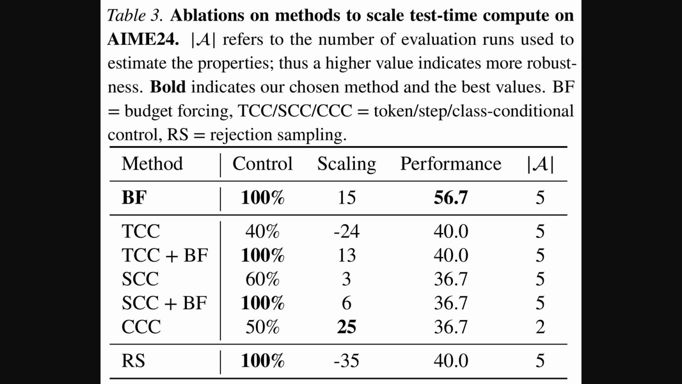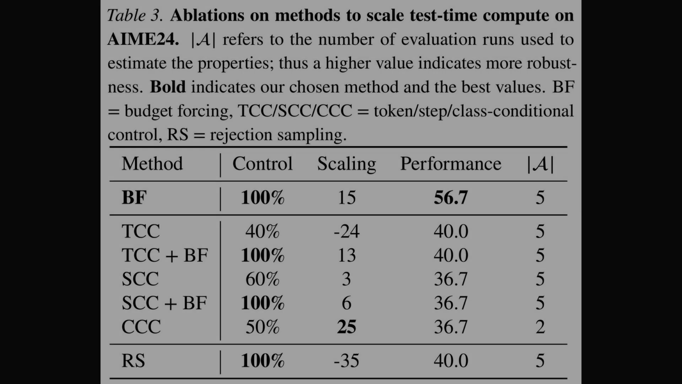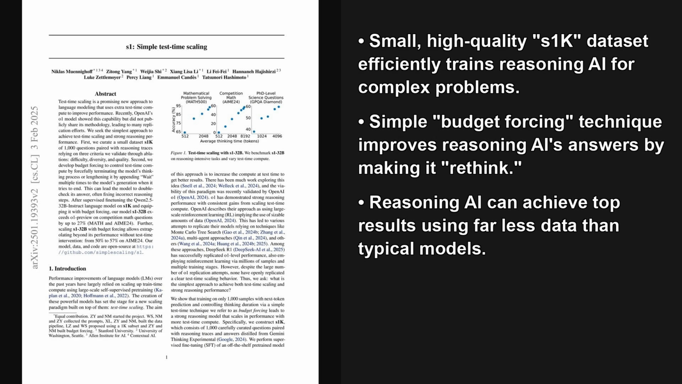Budget forcing, which we've discussed, that technique of sometimes adding "wait" to prompt more thought, clearly wins, with perfect control and the highest performance of 56.7%. Other approaches, like rejection sampling, where the system generates several reasoning attempts and then picks one or discards others, actually showed worse results with more thinking time. It's clear that budget forcing really stands out as an effective way to scale how much these models think at test time.